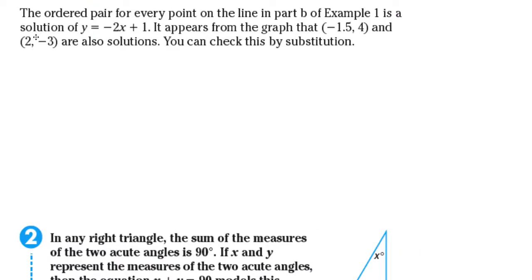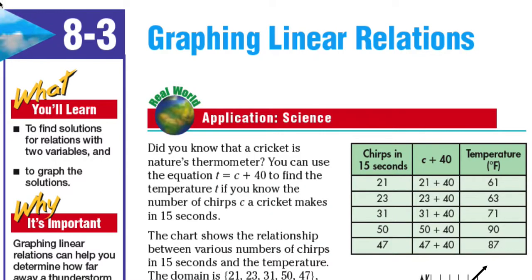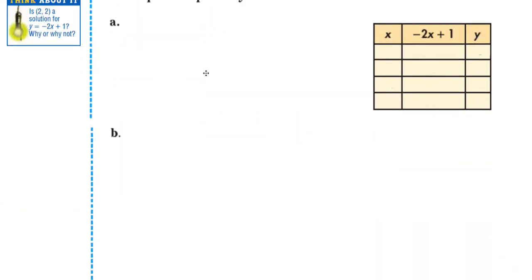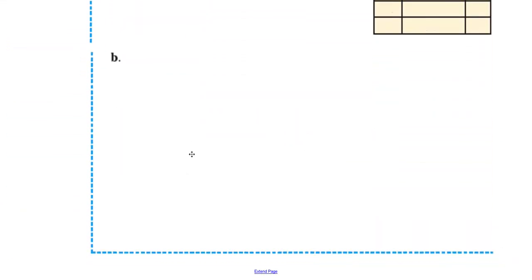The ordered pair for every point on the line in part B, when we graphed it, of example 1 is a solution of y equals negative 2x plus 1. Okay? It appears in the graph that (-1.5, 4) and (2, -3) are also solutions. You can check this by substitution. Basically, what is it saying? It's saying this. Let me go back there. And let me go back to our graphs.